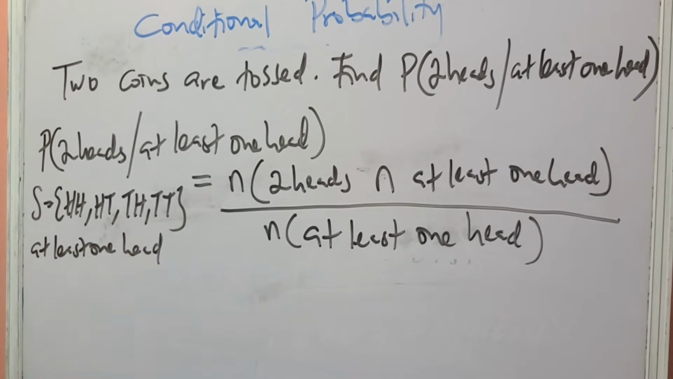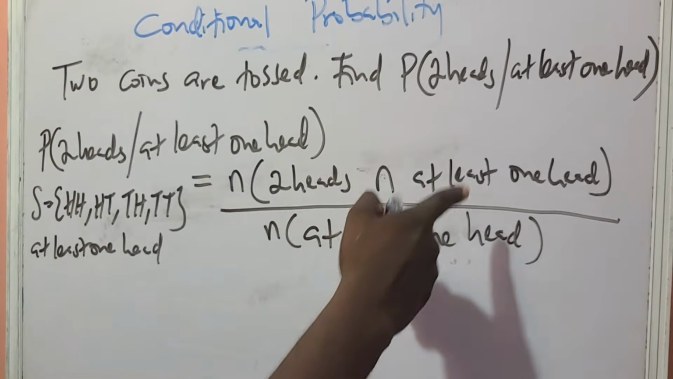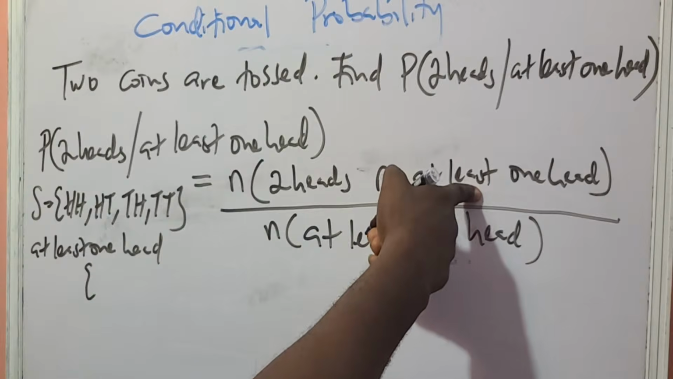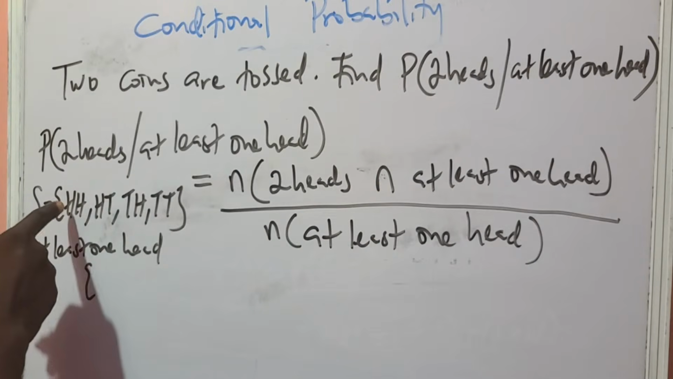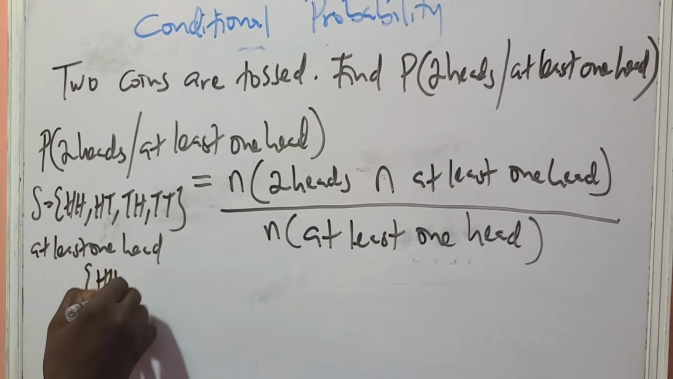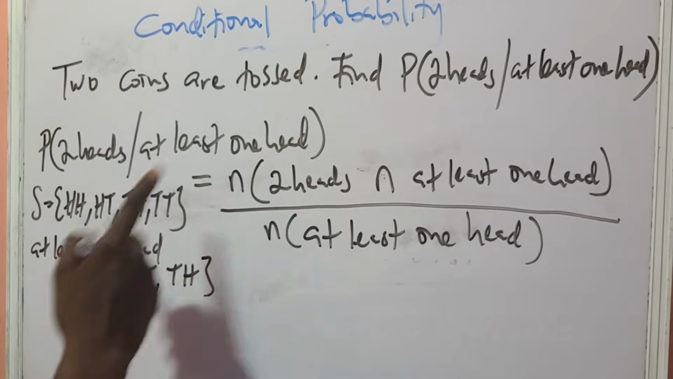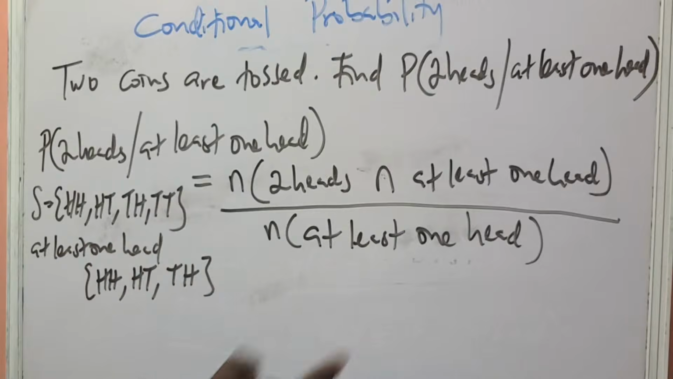At least one head. What's the event space of at least one head? Bring out the event space here. The event space of at least one head: we have two heads being involved, we have HT being involved, we have TH being involved. The only thing that will not be included is TT, because they said at least one head. Two heads is permitted, one head is permitted, but zero heads is not permitted. All right, this is the event space for that.